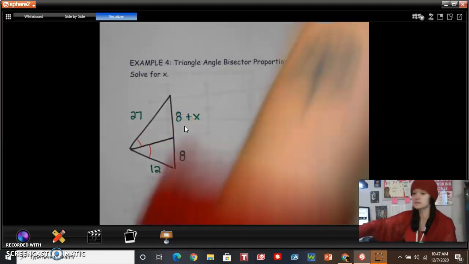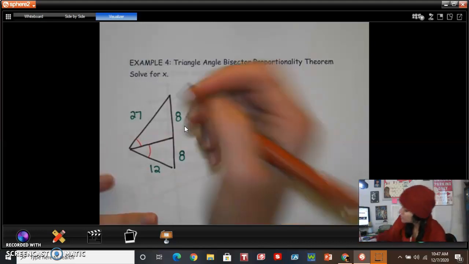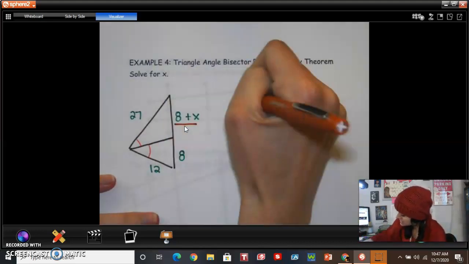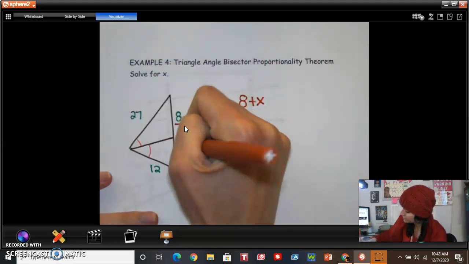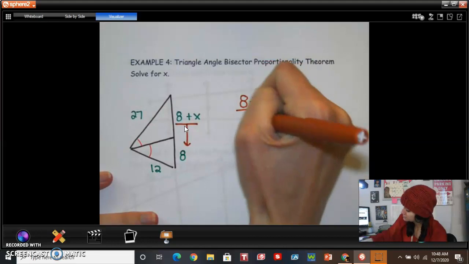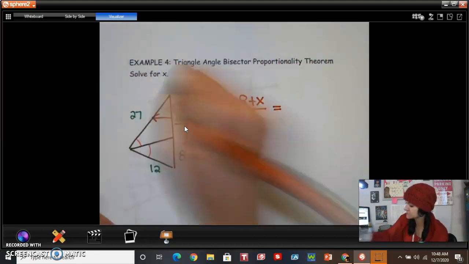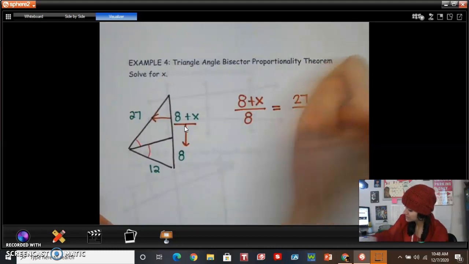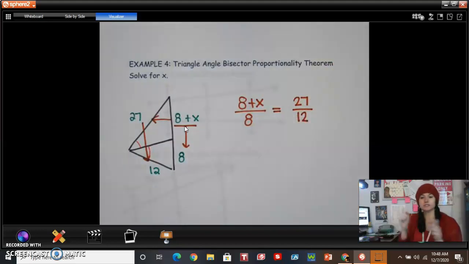Part 2, continuing on with 6.6. Remember, it's all about matching up what is in the same area. So I want to solve for x. Here is 8 plus x, and it lines up with 8. In the same triangle as 8 plus x, we have 27, and what lines up with 27 is 12. This is using the triangle angle bisector proportionality.